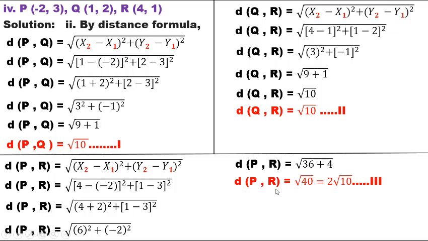Distance between the PR is equal to under root of 40, which is equal to 2 under root of 10. This is called equation third. We got the distance between PQ is under root of 10, distance between QR is equal to under root of 10, and distance between PR is equal to twice of under root of 10.